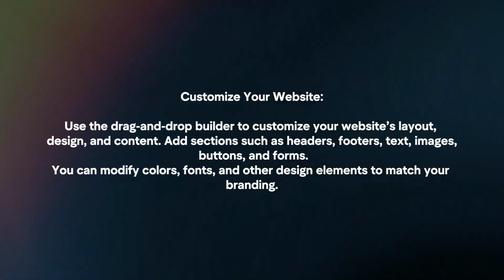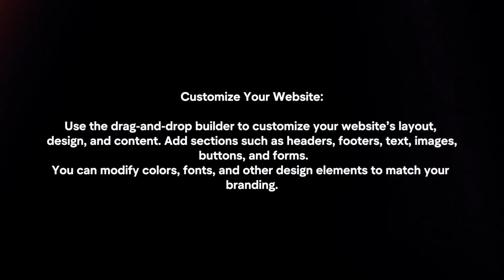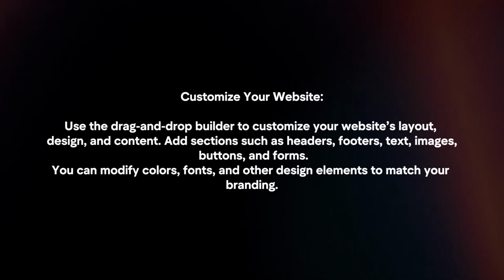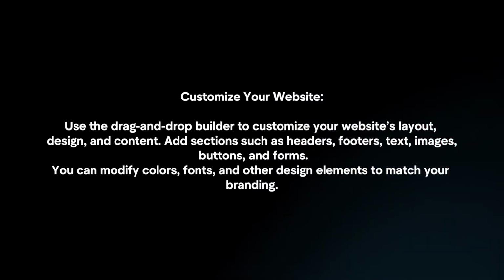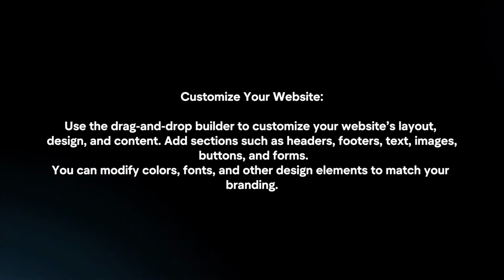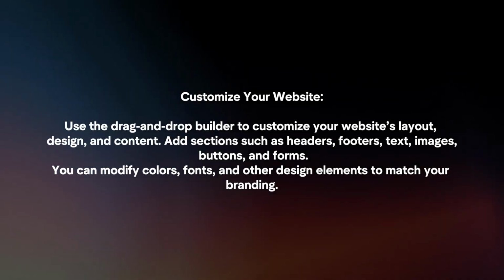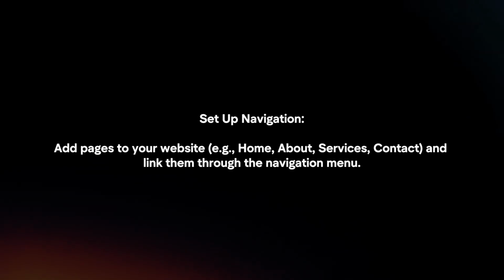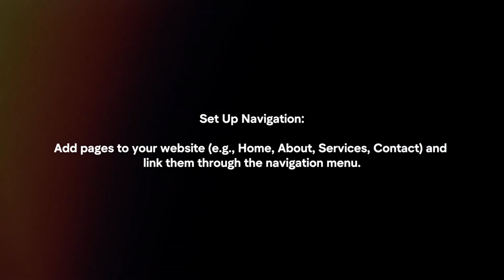Customize your website. Use the drag-and-drop builder to customize your website's layout, design, and content. Add sections such as headers, footers, text, images, buttons, and forms. You can modify colors, fonts, and other design elements to match your branding. Set up navigation. Add pages to your website and link them through the navigation menu.